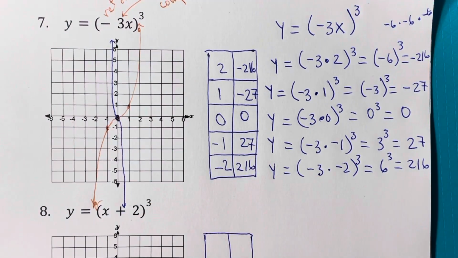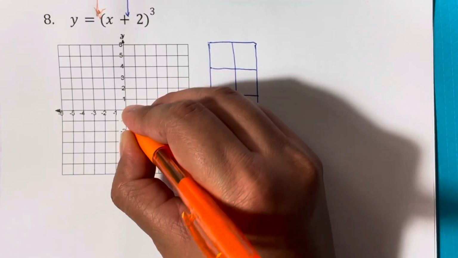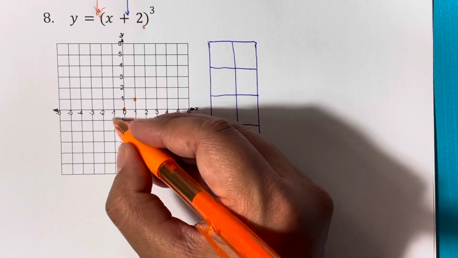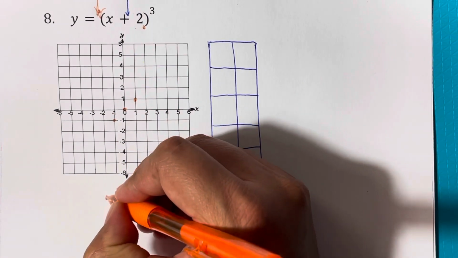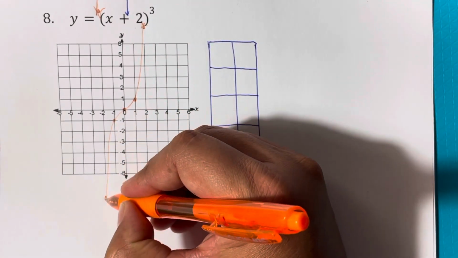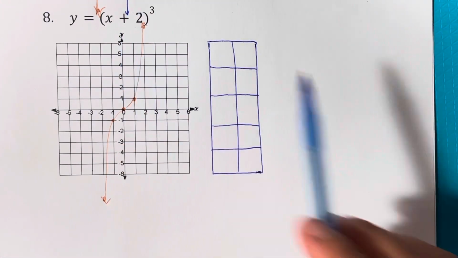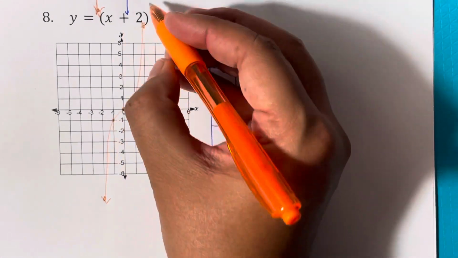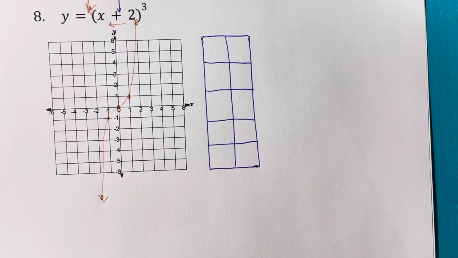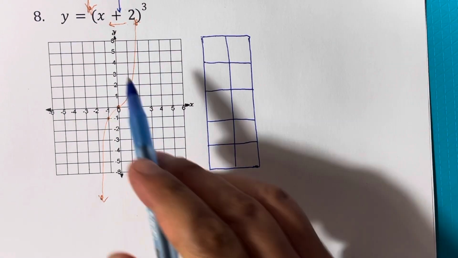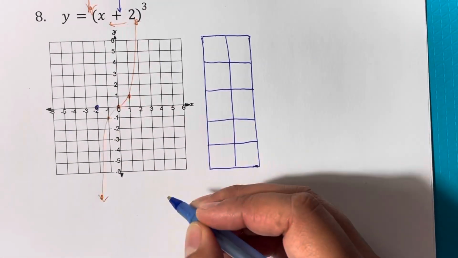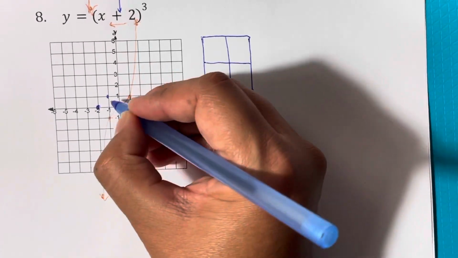Okay. Let's do the mother graph. 0, 0, 1, 1, 2, 8. Negative 1, negative 1, negative 2, negative 8. That's my mother graph. And we learned that if it's going plus 2, it goes to the negatives. It moves on X because it's inside of the parentheses. It moves on X in the opposite direction of what we have in here. So that means that it's moving 2 spaces. It's right there. And this one the same, or the entire graph basically.